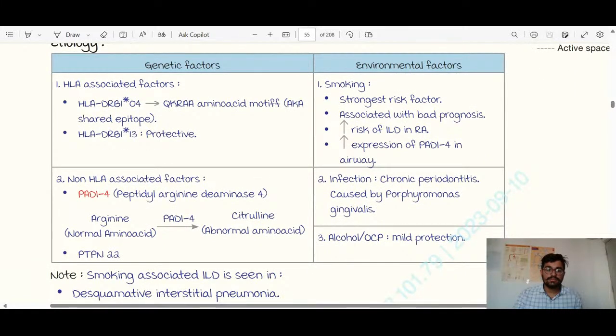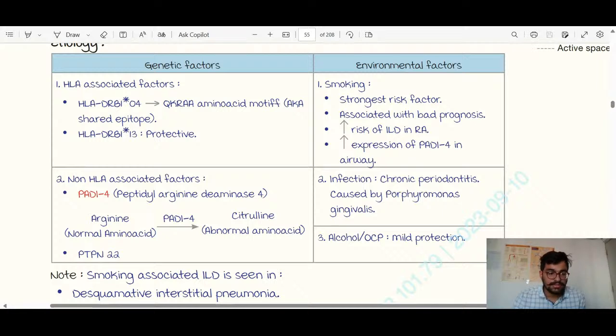Etiology: what is the etiology of this disease? Genetic factors will be the first priority. What genetic? HLA-DR1, the QKRAA amino acid motif, also called the shared epitope. HLA-DR1 13 is protective. These all are protective. This is the HLA-associated factor; in genetic factors I am talking about.